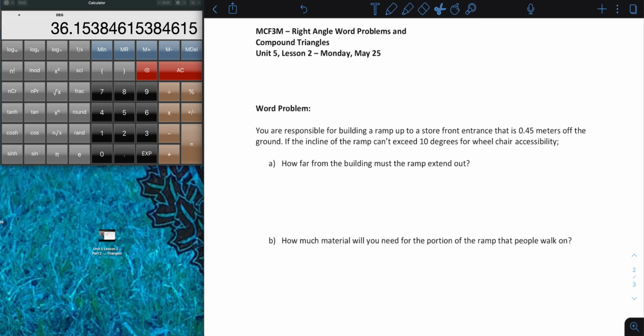Okay, so you're responsible for building a ramp up to a storefront entrance that is 0.45 meters off the ground. If the incline of the ramp cannot exceed 10 degrees for wheelchair accessibility, how far from the building must the ramp extend out? So what I want you to do, I'm going to draw my storefront here. I'm just going to draw a door, and then the door is 0.45 meters off the ground.